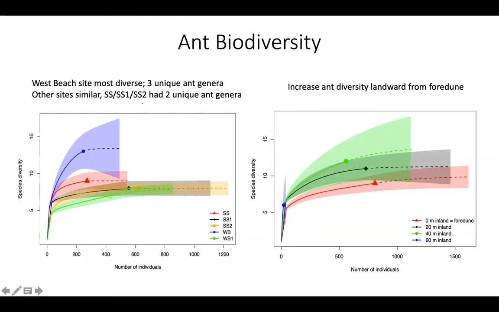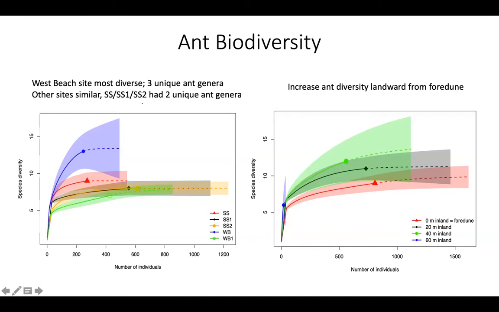The general message that we're looking at when we think about diversity in terms of distance from the foredune is that as you move away from the foredune, you see more ant diversity. And so when we get to the 40-meter point, we see somewhere around 12 ants, whereas at the 0-meter point, right on the foredune, we only see about 9.